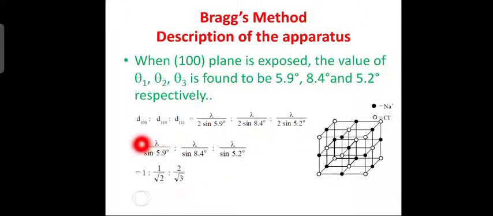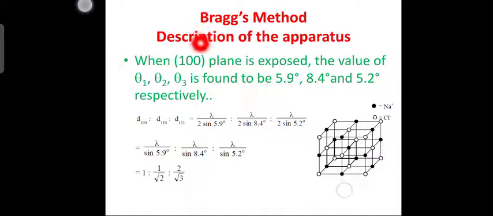Now 2 is common, therefore cancel it, and this simplifies to lambda by sin 5.9 degrees is to lambda by sin 8.4 degrees is to lambda by sin 5.2 degrees. When you substitute the values, you take this as a common term, and on simplification you will get 1 is to 1 by square root 2 is to 2 by square root 3.